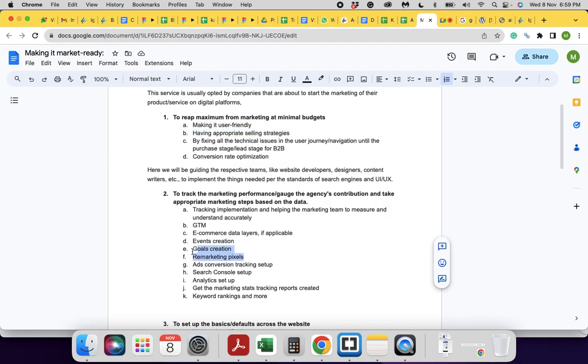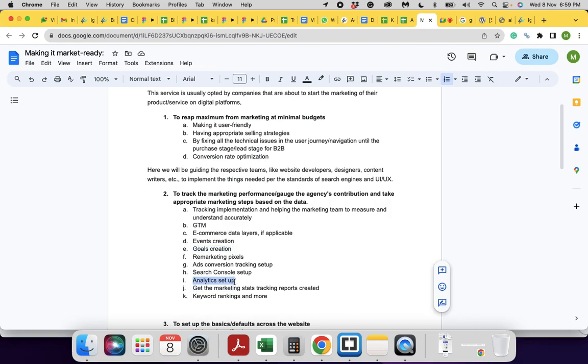And we set up the remarketing pixels so that we reap maximum from the marketing campaigns. Remarketing pixels will allow you to show ads to the people who have visited your website in the past. That's why when you visit some websites, you see the ad of the same website wherever you go, right? This will help you to reap maximum from your marketing campaigns. Ad conversion tracking setup. The same thing goes for any other conversions on the AdWords platform. This is on the AdWords platform. This is on the analytics platform.